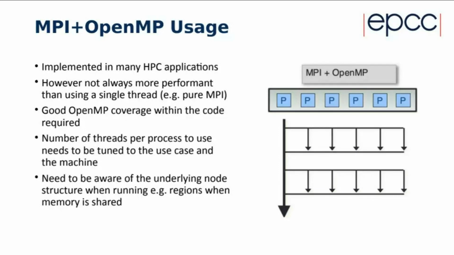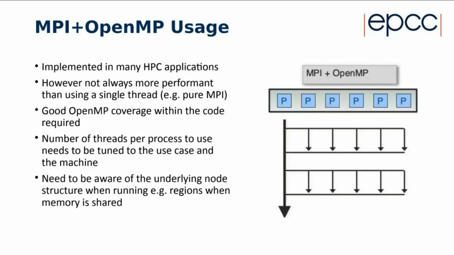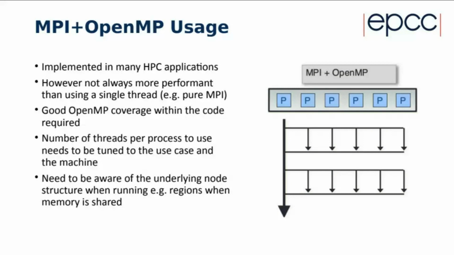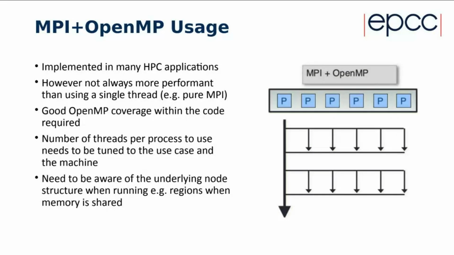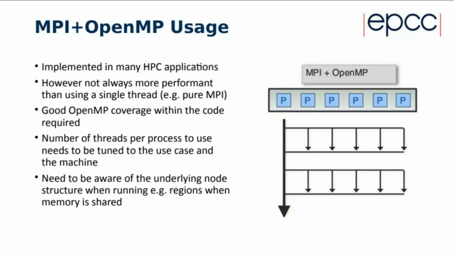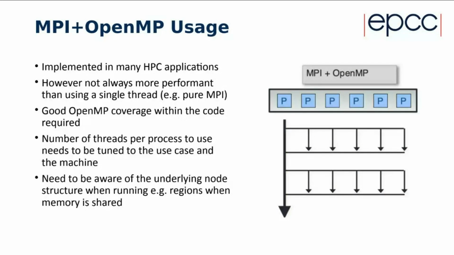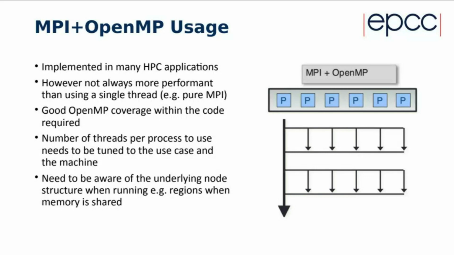But this means when you're outside of an OpenMP parallel region, you're basically not utilizing the power of the cores. So in this diagram here, you're restricted to the head process, and you're not utilizing the cores which the threads are run on. So basically you need good OpenMP coverage within the code in order for the performance to be good. And then the number of threads per process needs to be tuned to the use case, so the application itself and also the machine.